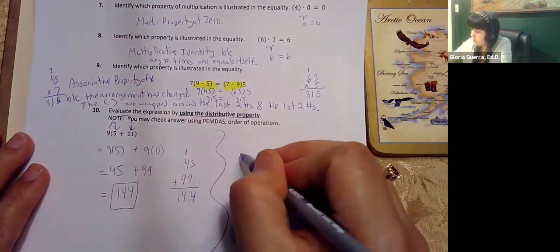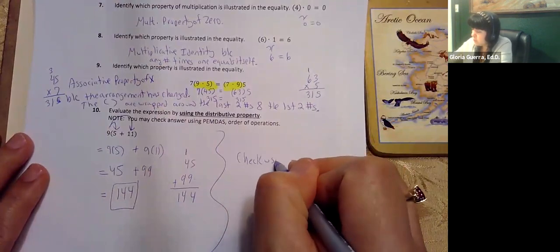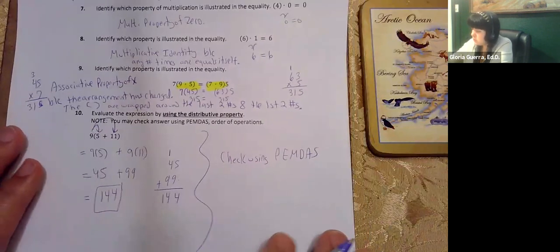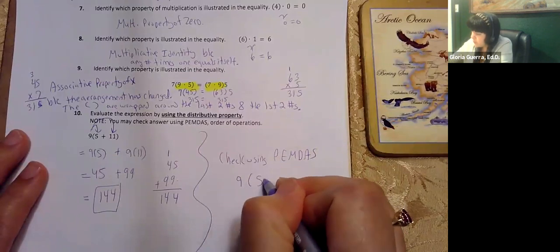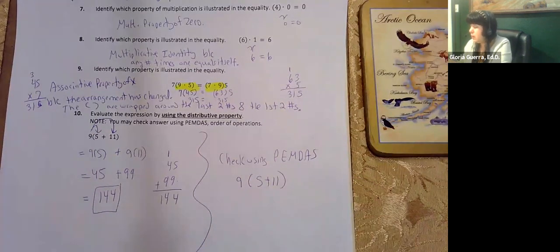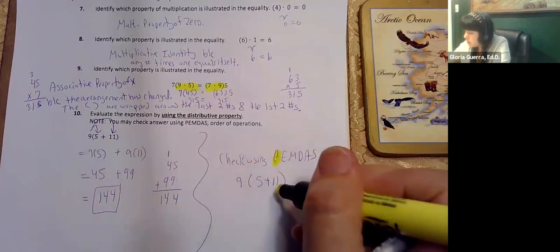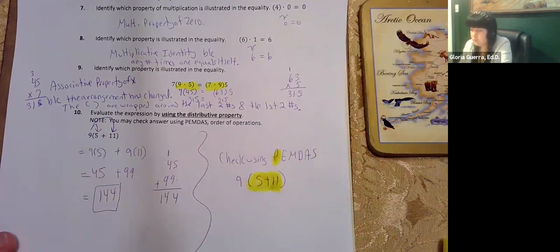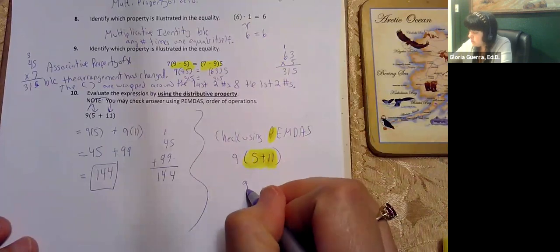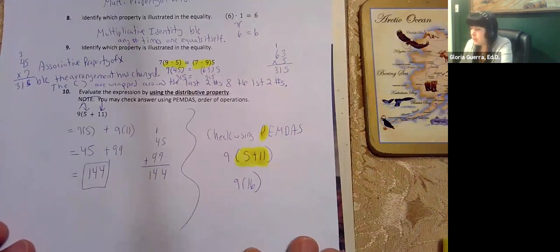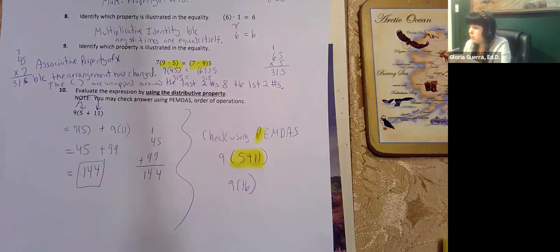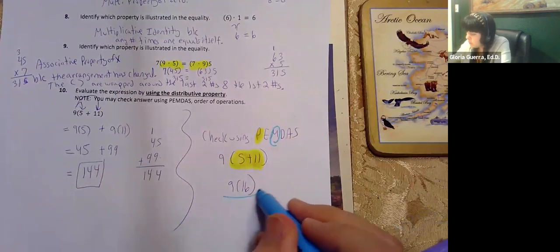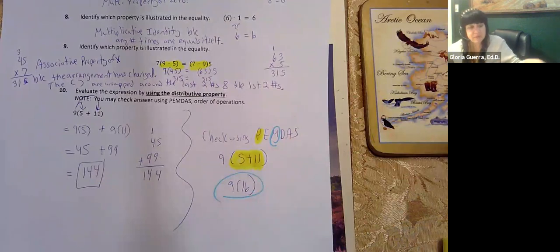Now to check it, I can check using PEMDAS just to feel comfortable that we got the same answer. So I have 9 times parentheses 5 plus 11. And in PEMDAS, you would want to calculate operations that are inside parentheses first. So that would be the operation of addition. 5 plus 11 is 16. So that's 9 times 16. And then there are no exponents, and you go next to multiplication. And you do have multiplication right here with 9 times 16.